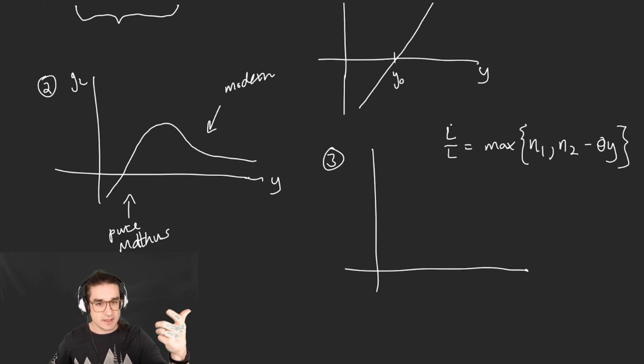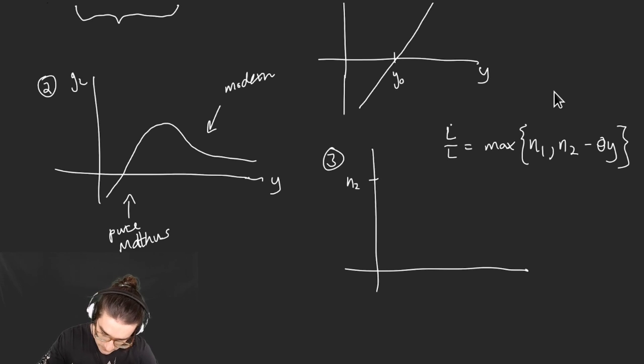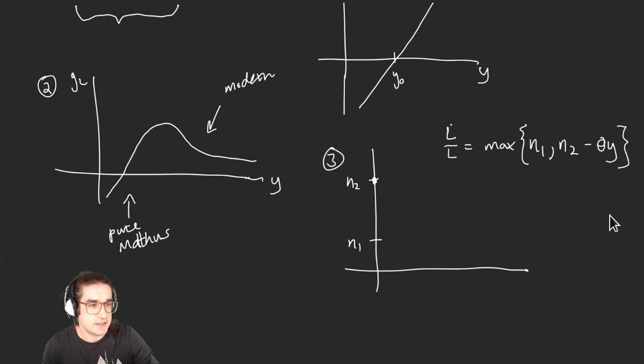That decreasing function, on the right side, is the modern era, where higher standards of living mean lower population growth. And the constant is just to make sure that we don't hit zero. That was the only point there. We said that N2 was greater than N1, so at zero, the right-hand side is N2, which is greater than N1, so the max is N2.